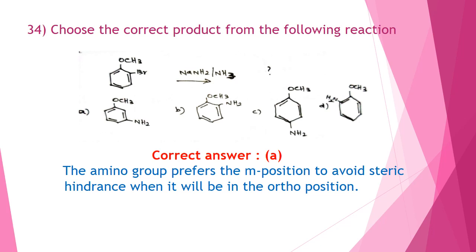Question number 34. Choose the correct product from the following reaction. It is an example of the reaction through the benzyne mechanism. Here the correct answer is A, and it is also an example of syn substitution. The amino group prefers to be in the meta position to avoid the steric hindrance when it would be in the ortho position. Therefore, option A is correct.